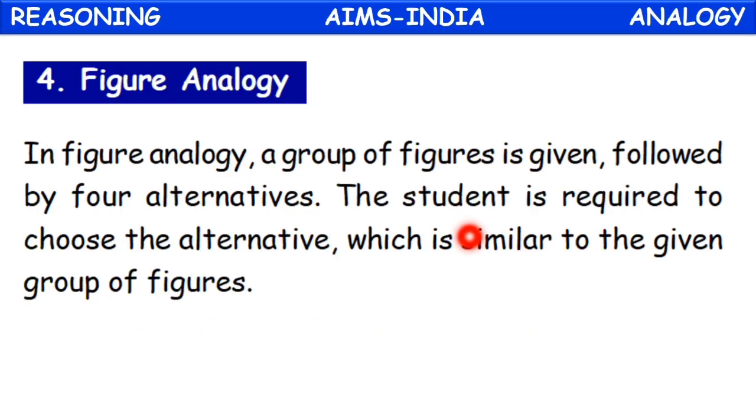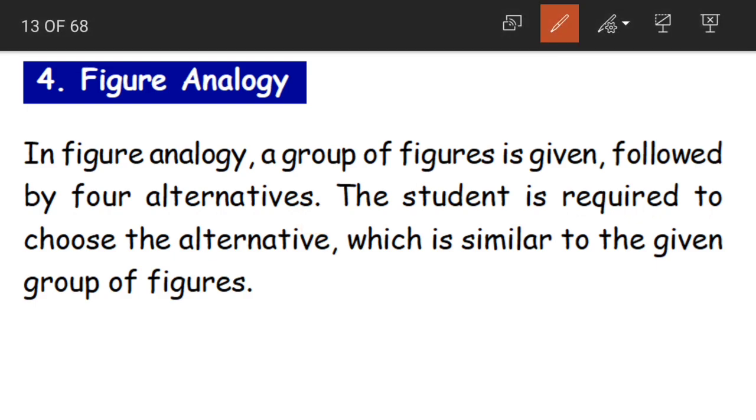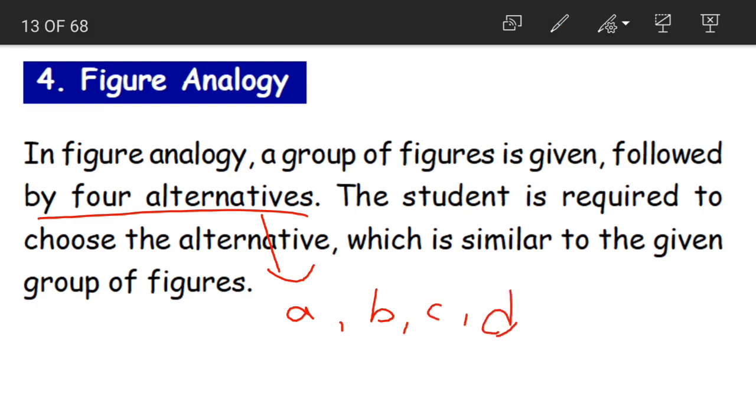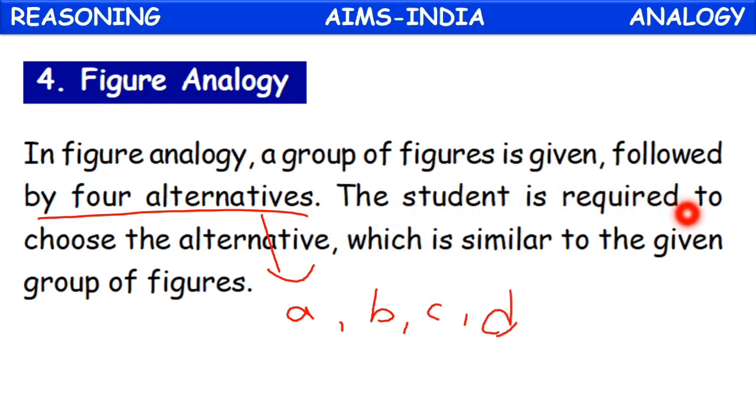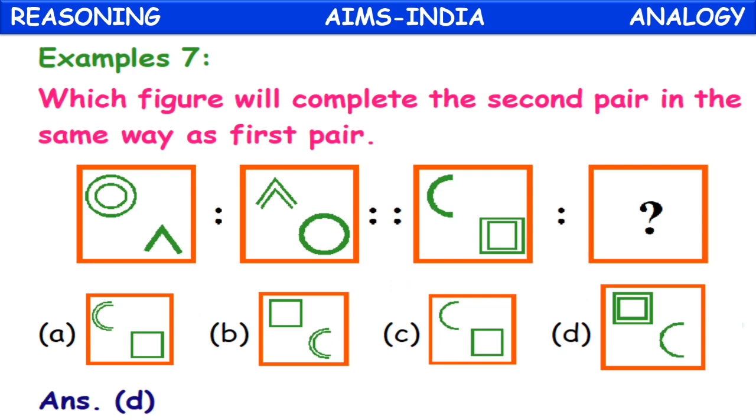Next is figure analogy. In figure analogy, a group of figures is given followed by 4 alternatives. What are the 4 alternatives? 4 alternatives are nothing but the options A, B, C and D. The student is required to choose the alternative which is similar to the given group of figures.